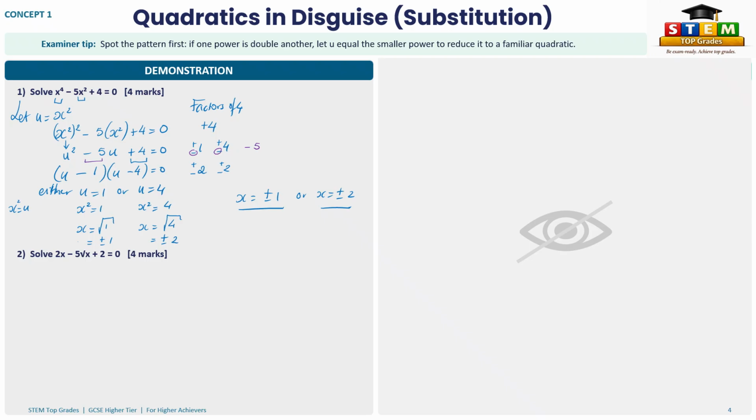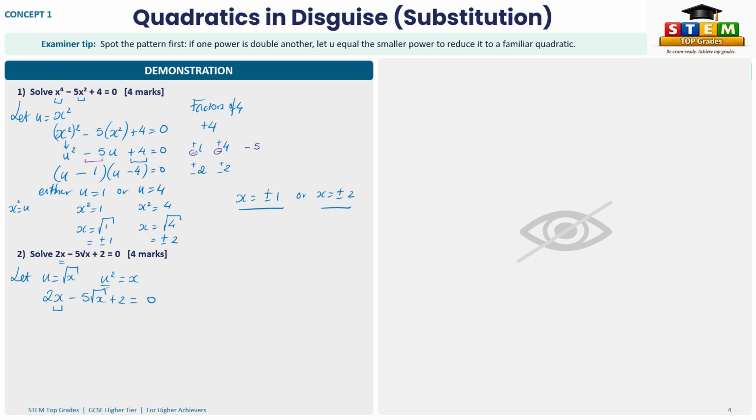Now, in question number 2, we've got to work the other way around, because the starting point for us is the square root of x. So in that case, what we're going to say is, let u be equal to the square root of x. So if you square u, that gives us x. So you can already see that this one is going to be u squared. So let me write this first so we can make sense of this.